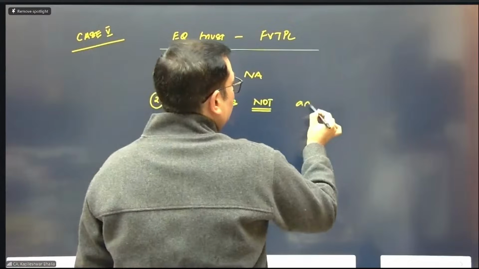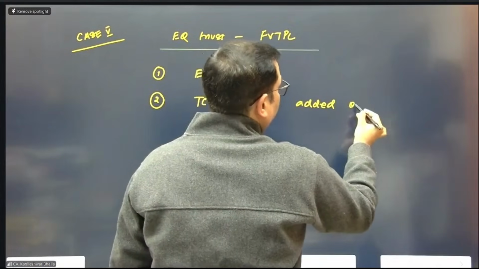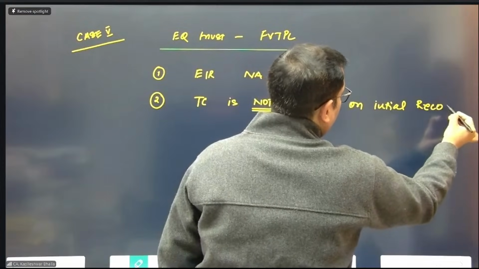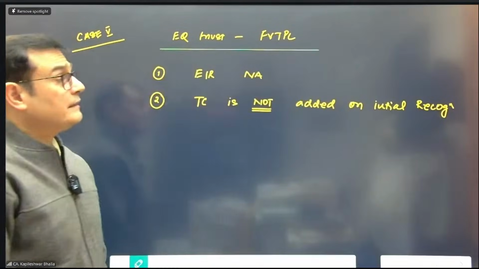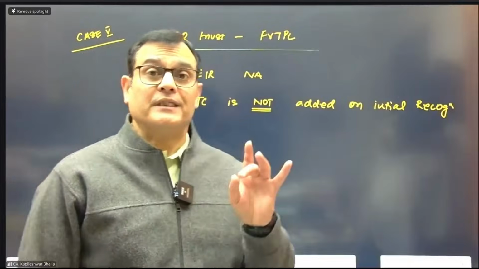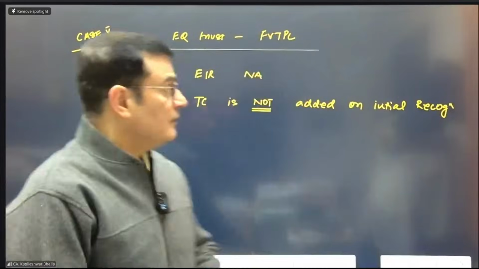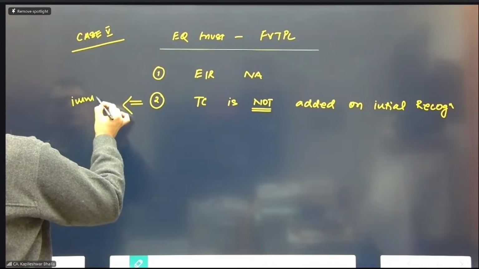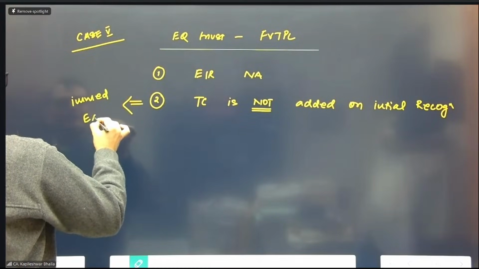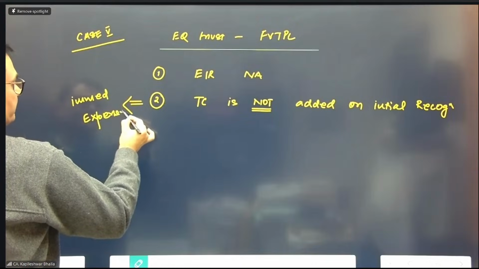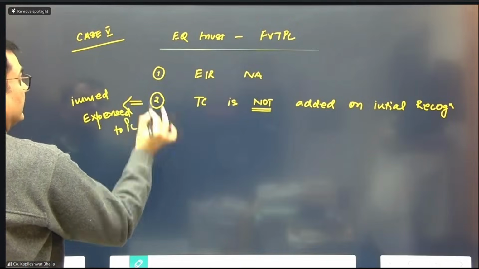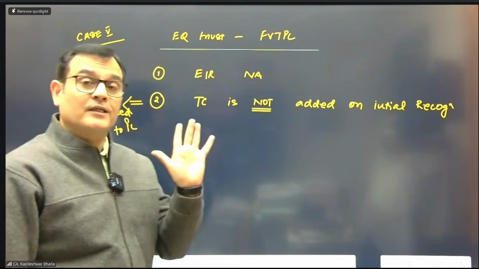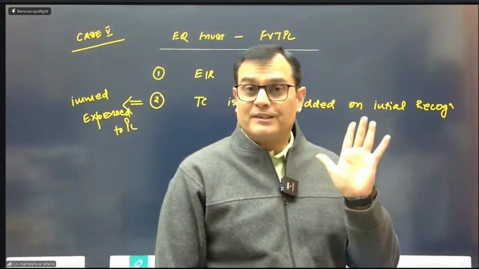TC is not added on initial recognition. That is just a reiteration of what we said earlier, that on initial recognition, the TC is not added. You know which cases it is added now. So in this case, again, we can say it is immediately charged. It is immediately expensed to the profit and loss account in this particular case.